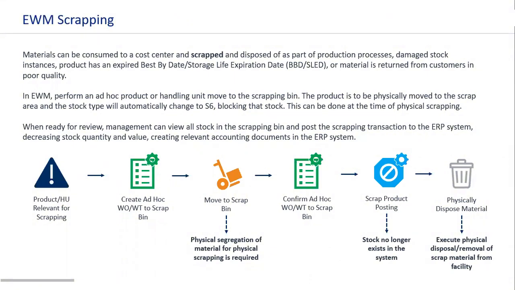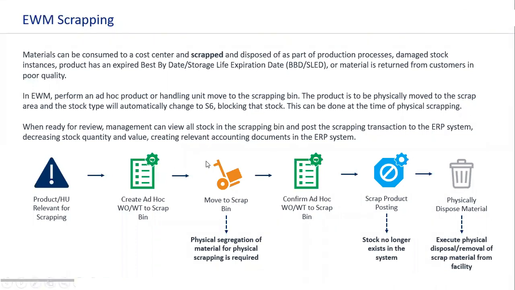In EWM, you perform an ad hoc product or handling unit move to the scrapping bin. This product is to be physically moved to the scrap area and the stock type will automatically change to S6, blocking that stock. This can be done at the time of physical scrapping. When ready for review, the management can view all stock in the scrapping bin and post the scrapping transaction to the ERP system, and that would decrease the stock quantity and value, creating relevant accounting documents in the ERP system.